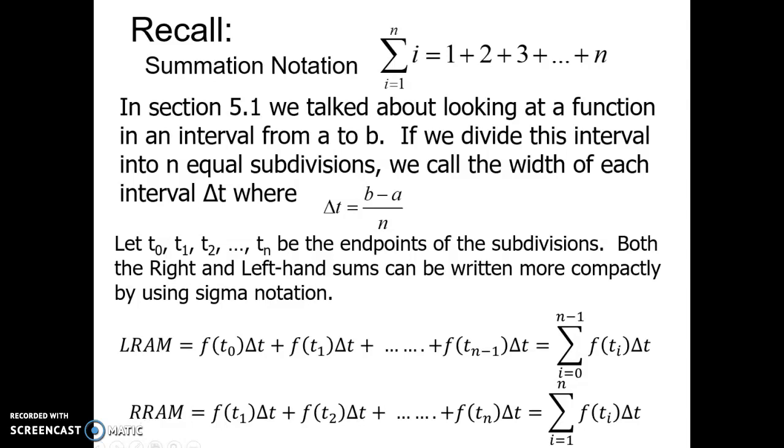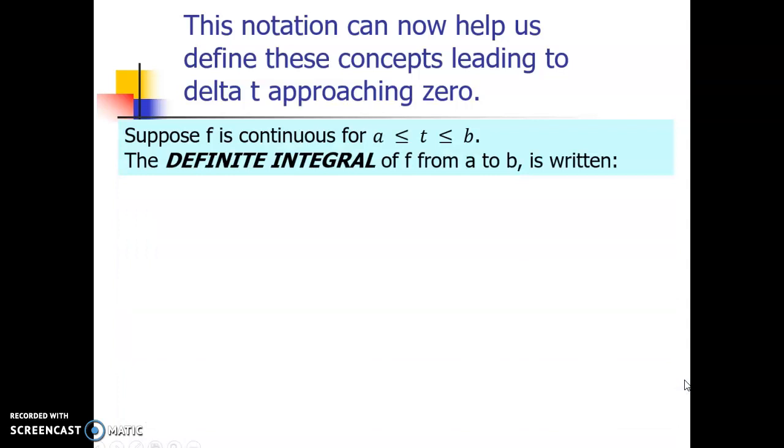But Newton and Leibniz took these notations, along with Riemann, and said, okay, this looks really cumbersome to me, these RAMs that we were doing. And what happens if the number of rectangles increases to 100 or 1,000 or 2,000? We wouldn't want to do this by hand. We wouldn't want to actually figure out what this is easily. So this notation can now help us define the concepts leading to delta t approaching 0. In other words, the width of each rectangle approaching a 0 value.